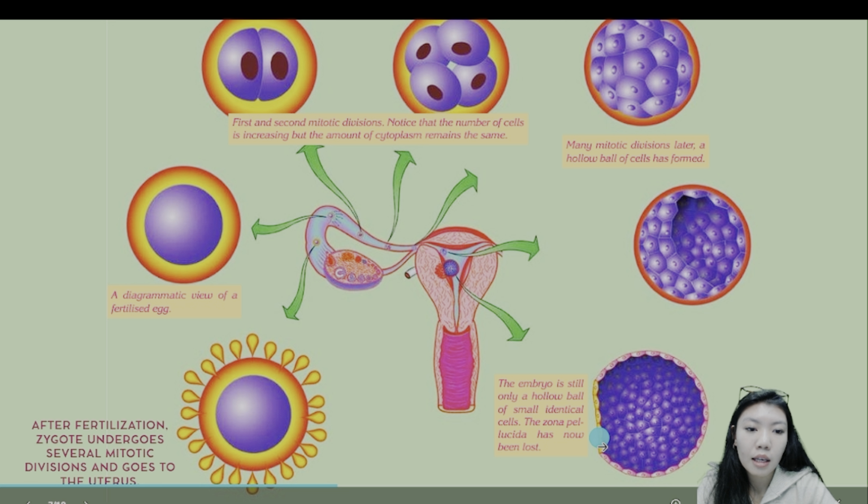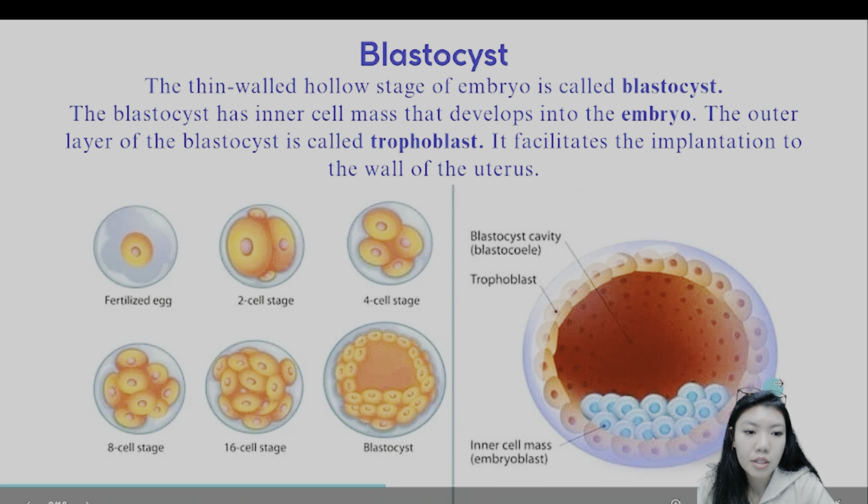In the end, it becomes a blastula. Blastula means a hollow ball, and it contains small identical cells. Here, the zona pellucida has been lost. After that, we see the blastula, which we call the blastocyst, a thin, hollow stage of the embryo, and here we can see the inner cell mass. It means the embryoblast, and they develop into the embryo.